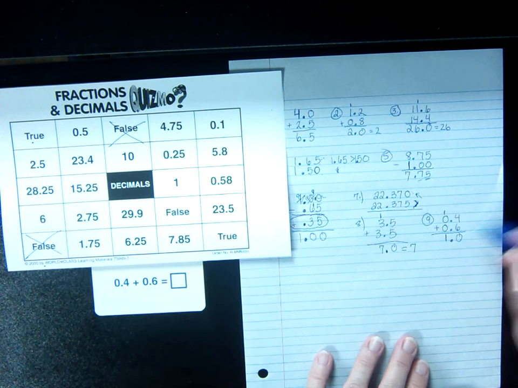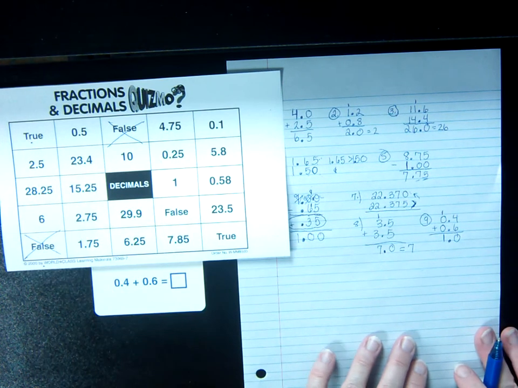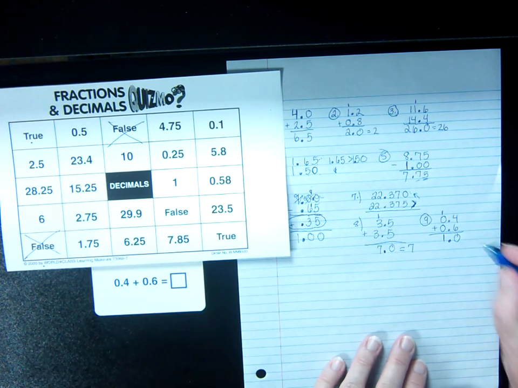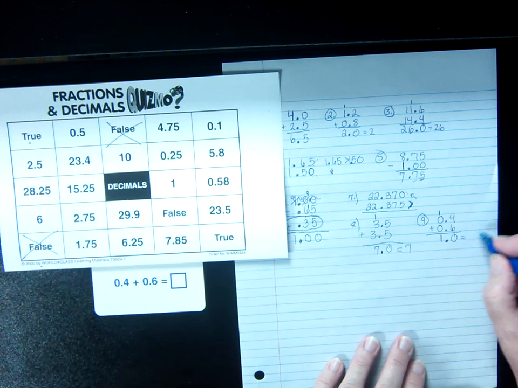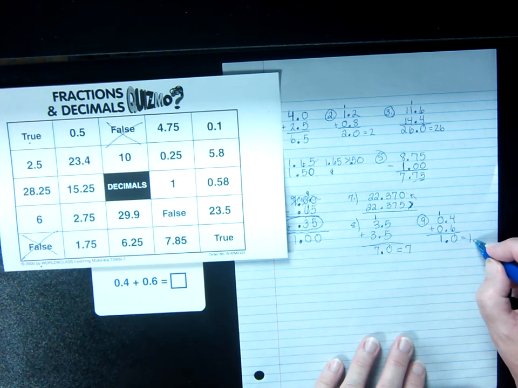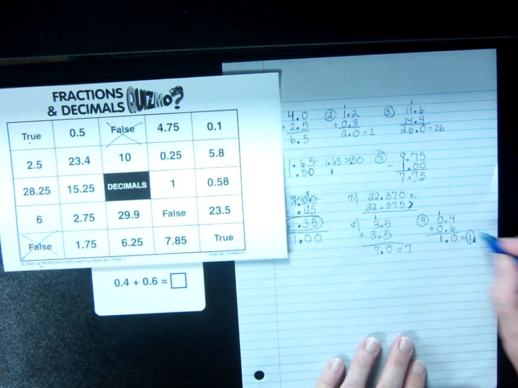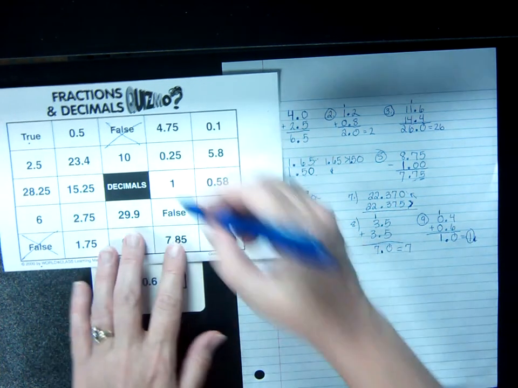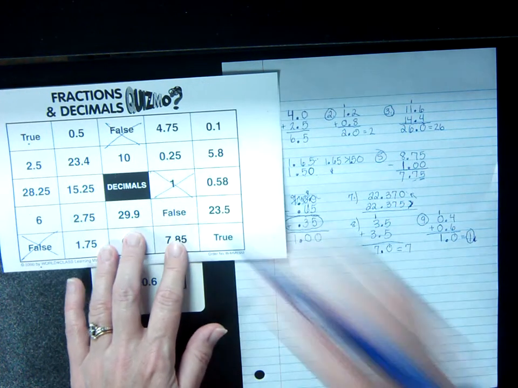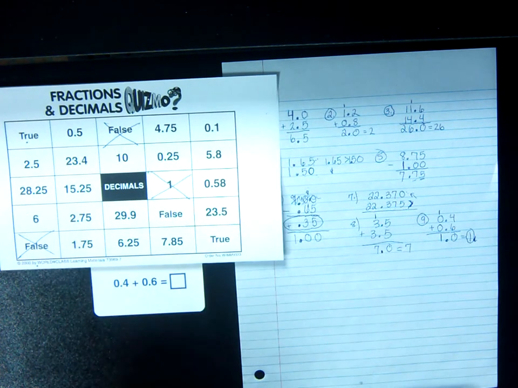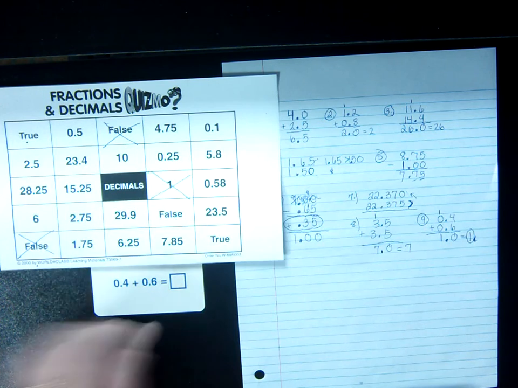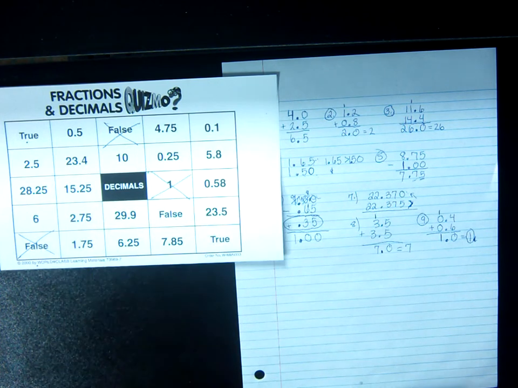So 1.0, which is the same as what? Hopefully you remember, 1.0 is the same as just saying 1. So I don't have to put a decimal here at all. Just the same as 1. And yay, I finally have one on my paper that I can cross out. It happens to be the number 1. So I'm crossing it out. Moving on to the next one.